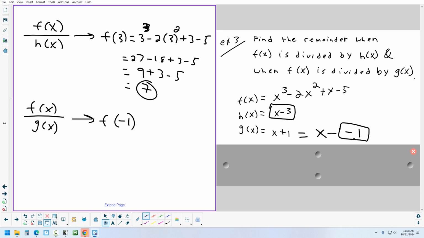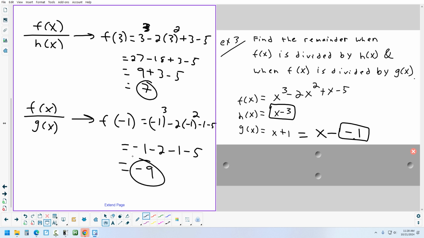Okay, so let's do that out. We're going to get -1 cubed, minus 2 times -1 squared, minus 1 minus 5. Okay, what's -1 cubed? -1. What's -1 squared? 1, times -2. And -1 minus 2? -3. Minus 1 more? -4. Minus 5 more? -9. And there's your remainder. So now, is g of x a factor of f of x? Nope. It didn't go in without a remainder.